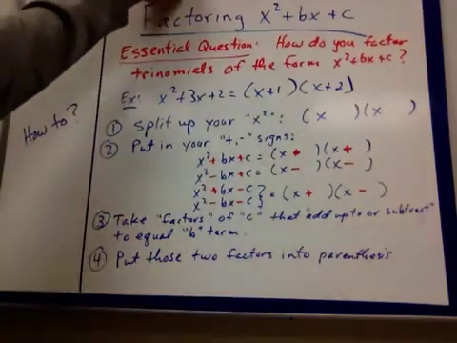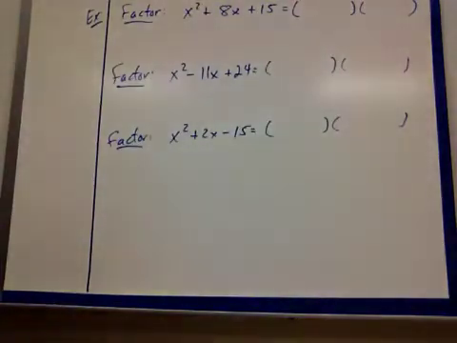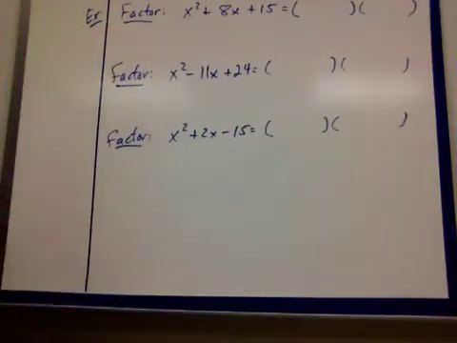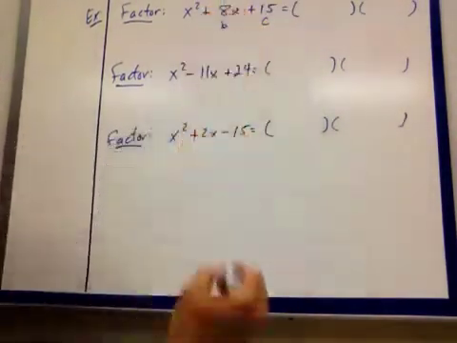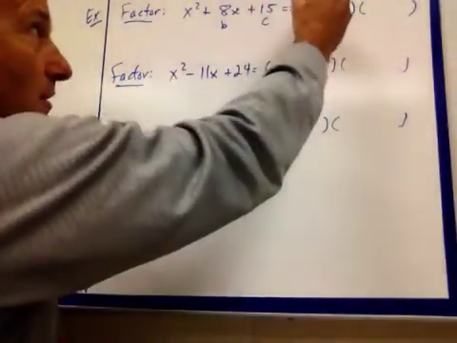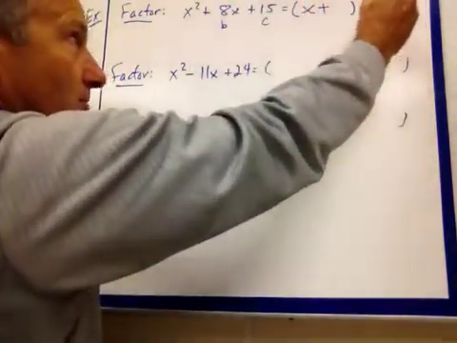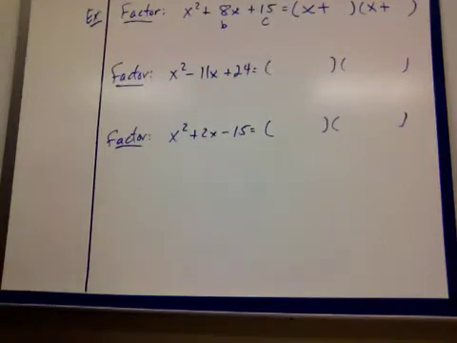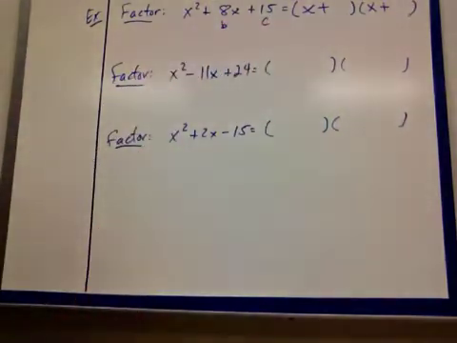Let's see what that looks like. Sometimes easier said than done, so let's do it. I start off here with x squared plus 8x plus 15. There's my c right there, plus 15, and 8 is my b. I've got a plus, so I start off with x, x, plus plus, so I'm going to get a plus plus. So far I'm going right down the steps. Now, what times what is 15 but adds up to 8?